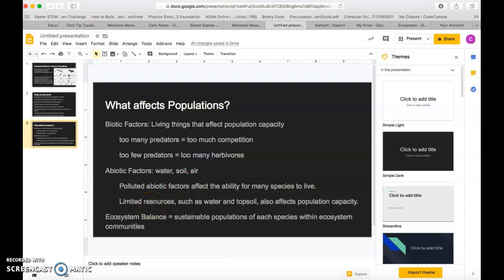Also, if we have limited resources, such as water and topsoil, this affects population capacity. Okay, so times of drought really affects population capacity. Ecosystem balance is when we have sustainable populations of each species within our ecosystem communities. So let's think about that. Let's keep things sustainable. All right, so there's your little lesson for today.